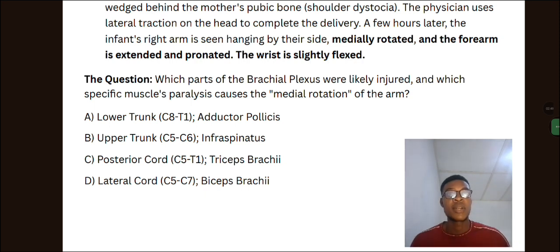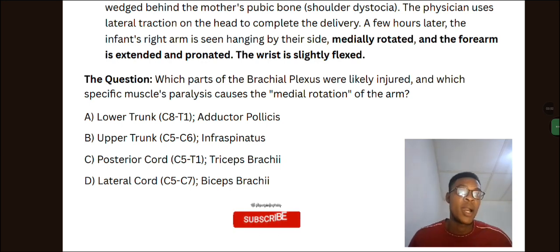So that's the answer. All right, the lower trunk, C8 and T1, is called the Klumpke palsy, but the upper trunk is the Erb's palsy. So the answer is option B.